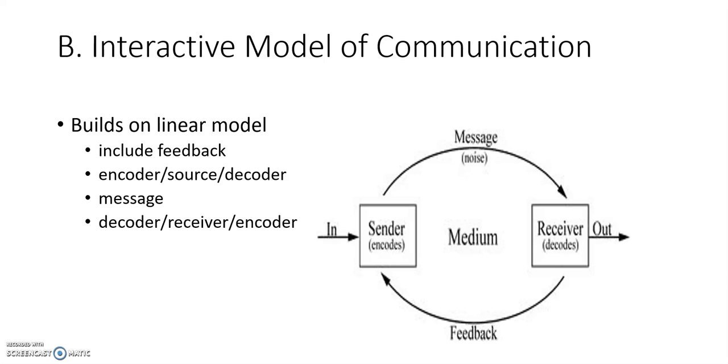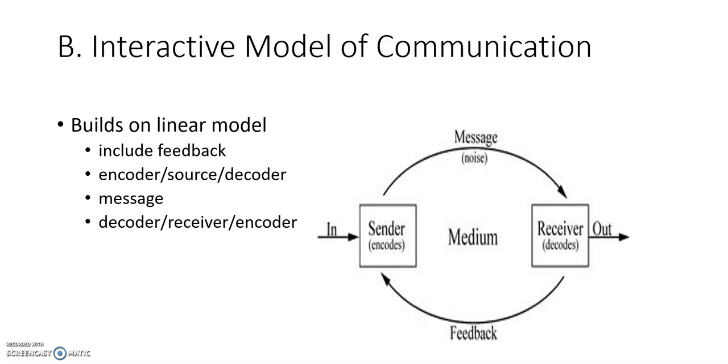And then it moves to a more interactive model. All of this material is in Chapter 1 on pages 12, 13, and 14. The interactive model builds on it, and you can see it makes a circle, which adds the concept of feedback, which is an important communication term. There's an encoder and a decoder. The encoder sends the message, and then the decoder receives the message, and it loops around interactively.